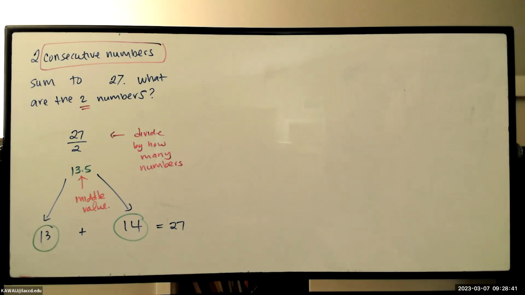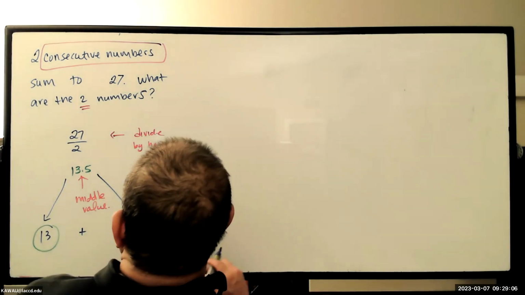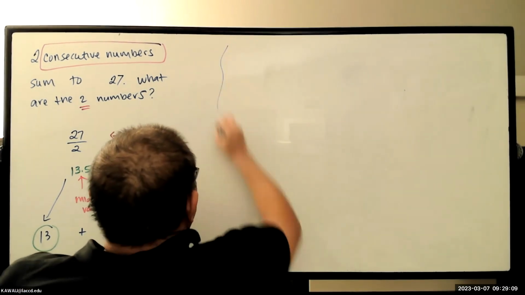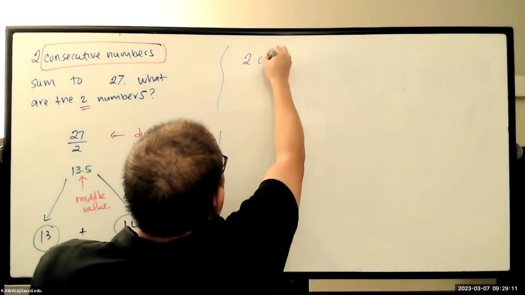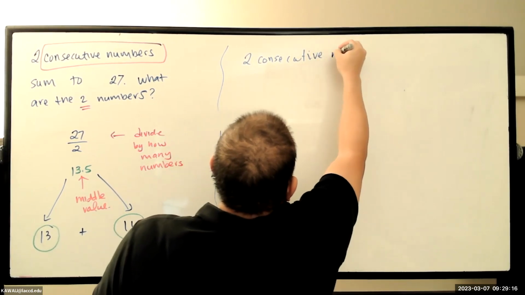What about three consecutive numbers? Yeah, we're gonna do that one in a second. All right, so great question. Let's do three consecutive numbers, and then let's do three consecutive odd, three consecutive even. Okay. So let's try two consecutive numbers.